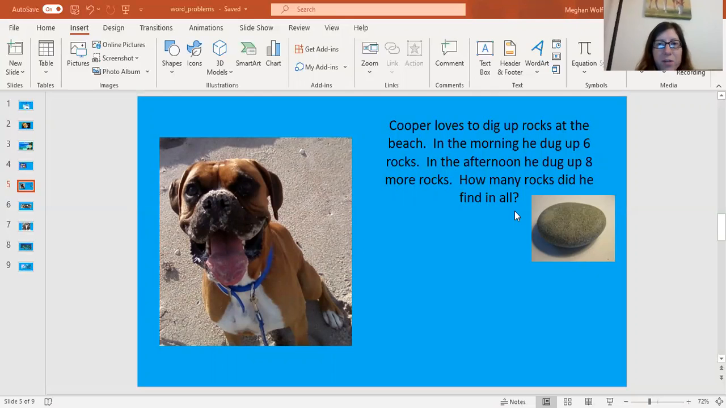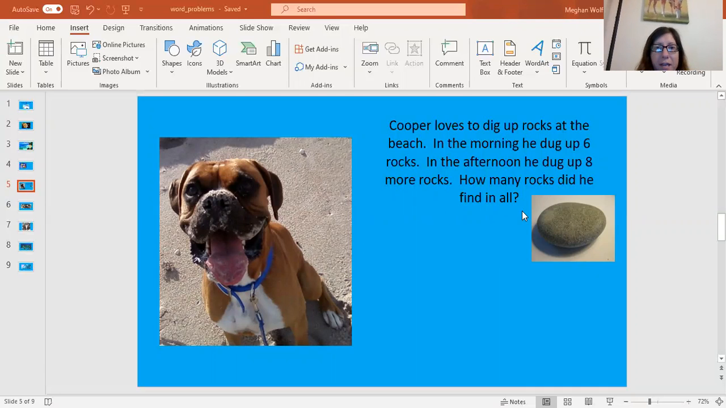All right, so let's read it one more time. Read it with me if you can. Cooper loves to dig up rocks at the beach. In the morning, he dug up 6 rocks. In the afternoon, he dug up 8 more rocks. How many rocks did he find in all? So to solve this problem, if I was asking how many he found in all and I wanted you to do an equation with it too, let's see what we would do.